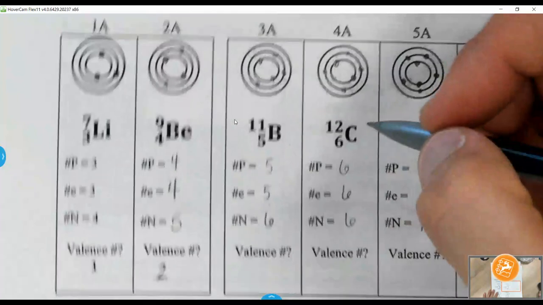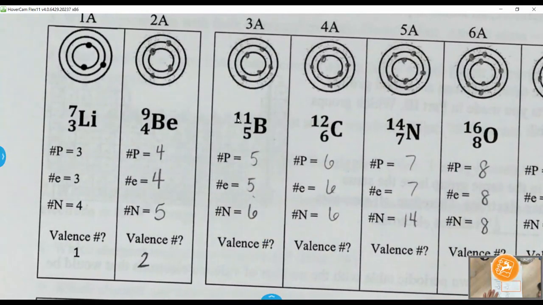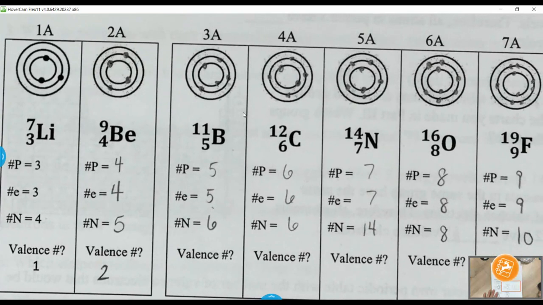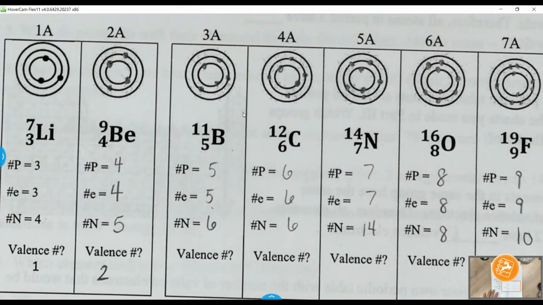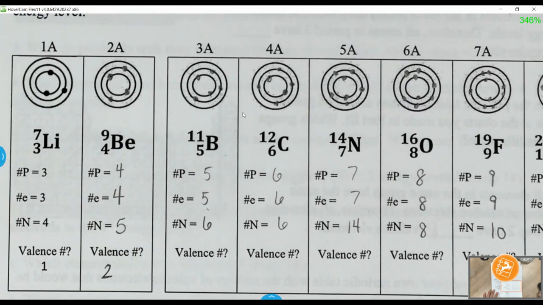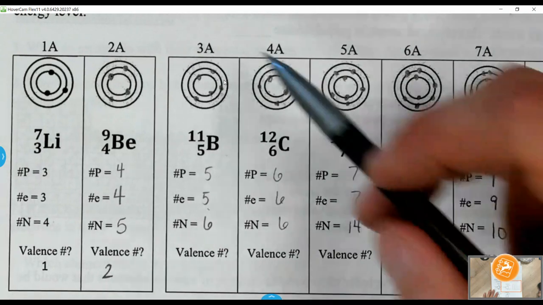So you're just going to subtract 2 from the electrons? Not always. It would work just for this specific case, but not always. So you just, if you can, look. If there's a drawing like this, just look at how many are in the outermost level.